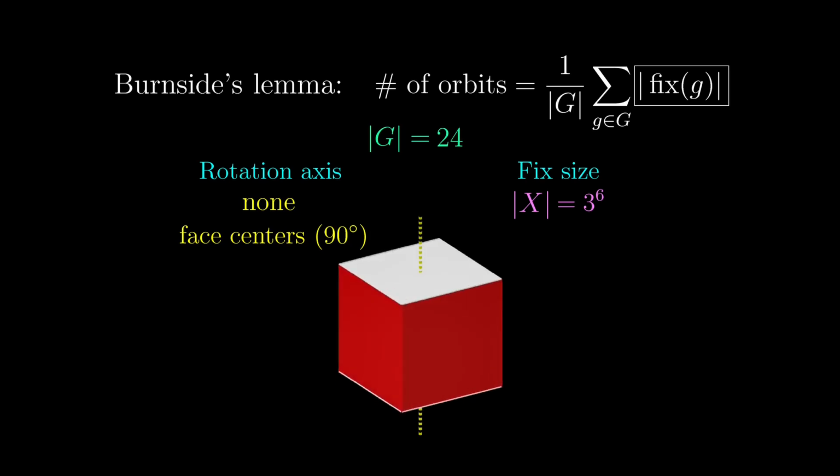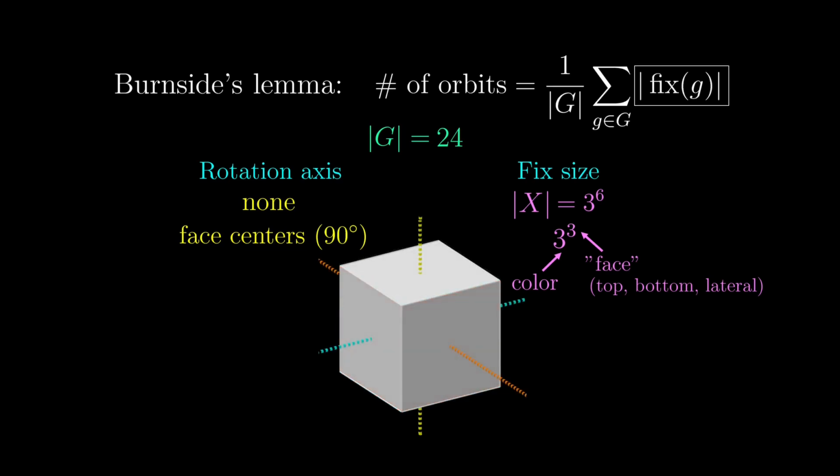There are no restrictions on the top and bottom faces, so the fixed size is 3 cubed, where the base denotes the number of colors available and the exponent denotes the number of faces that we can actually choose colors for. That is the top and bottom faces and 1 of the lateral faces. But there are 3 such axes, and for each axis, we can rotate 90 degrees either clockwise or anti-clockwise, so we need to count this 6 times.